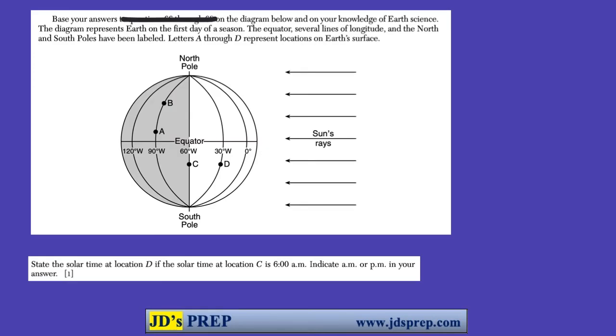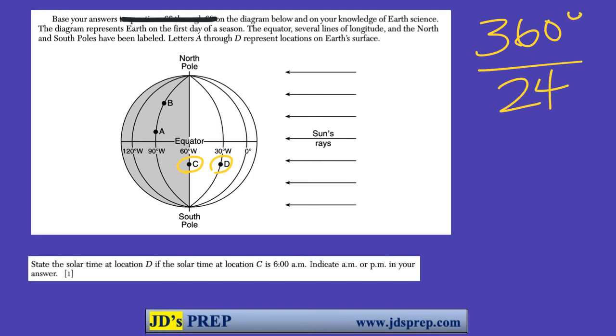All right, and lastly, we're asked about time zones, essentially. We're asked to compare the solar time between C and D. So just a reminder that 360 degrees divided by 24 hours in a day, we have 15 degrees. Every 15 degrees is where we have a time zone change. So that's where you add an hour moving west.